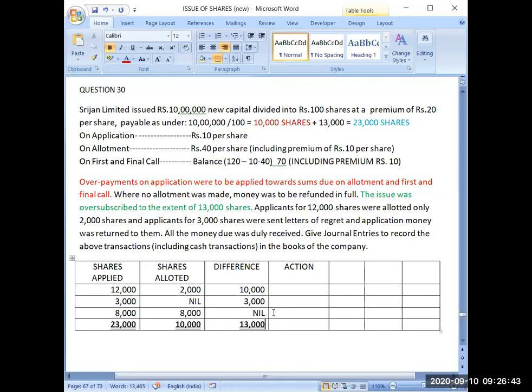Okay, now come into action. So 10,000 multiplied by application money, which means 10 rupees. How much excess do I have? 1 lakh. Then 3,000 multiplied by 10. I have 30,000 rupees. What to do with this 30,000 rupees? First decide this. What to do with this 30,000? Yes, return it back. So the action for it will be return.